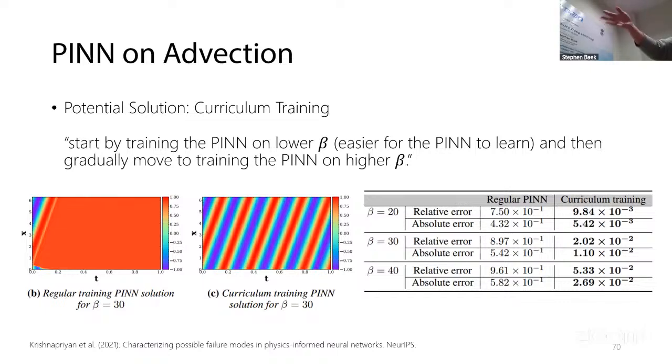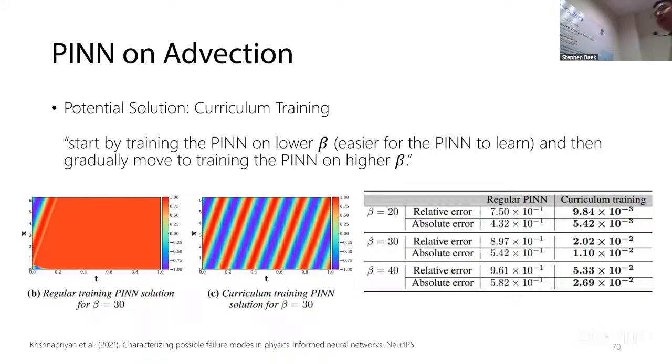And then after that, you increase beta a little bit, make it 20, let's say, and then you fine-tune the weights of the neural network with beta equals 20. And then you basically repeat that process all the way up to beta equals 30. And as a matter of fact, with that training strategy, the authors were able to train the same PINN model on beta equals 30. Now we have pretty good prediction results.